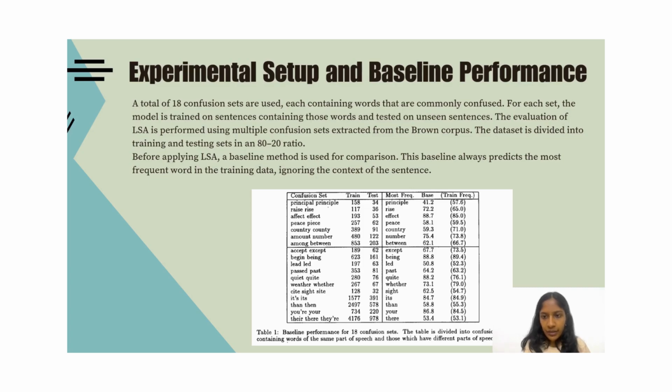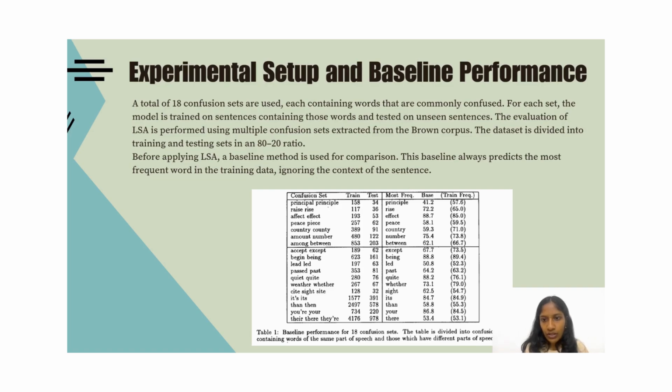The experimental setup for this study is designed to evaluate the effectiveness of LSA in contextual word prediction. The Brown corpus is used as the data set and it is divided into training and testing sets in an 80 to 20 ratio. This ensures that the model is evaluated on unseen data, providing a fair measure of its performance. The experiments are conducted using 18 confusion sets, each consisting of words that are commonly misused in real-world writing. These confusion sets include examples like affect, effect, quiet, quite, there, and many more.